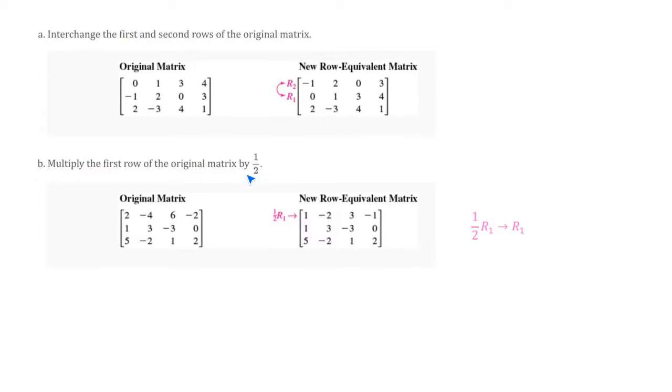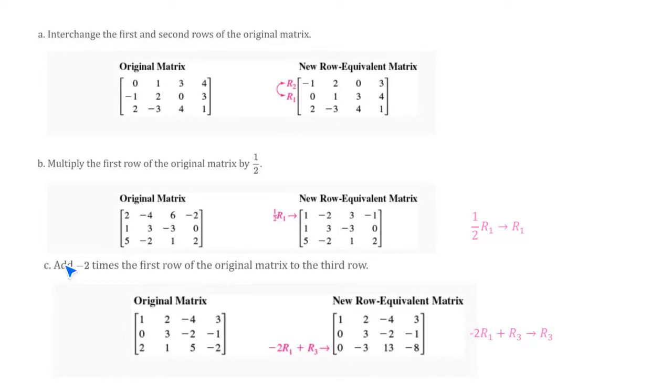The second operation is that we can multiply by a half the first row. So half times 2 is 1. Half times -4 is -2. Half times 6 is 3. And half times -2 is -1. Now the way we write this is you have a half times the first row, and whatever answer you get, notice that we placed it back in the first row. The arrow means to put back, and we're putting it back into the first row.